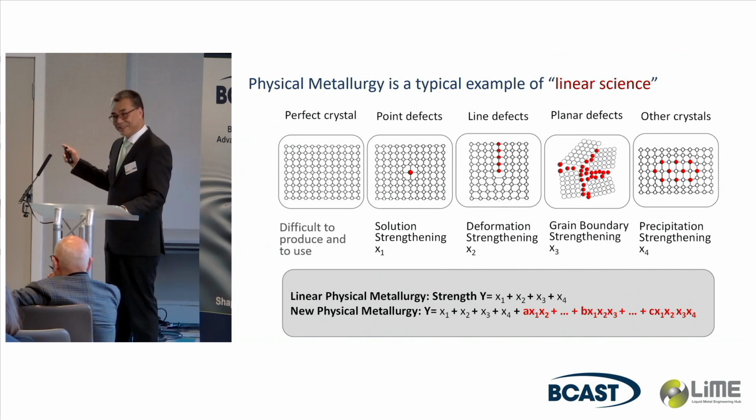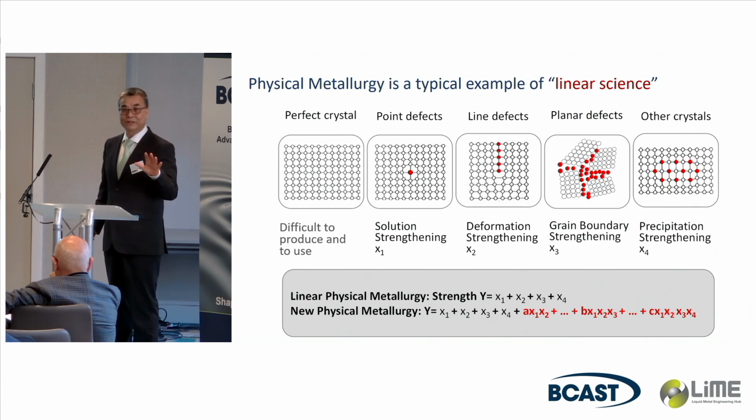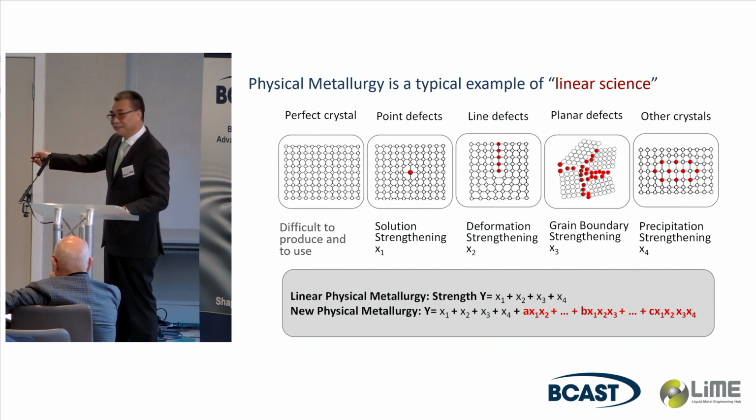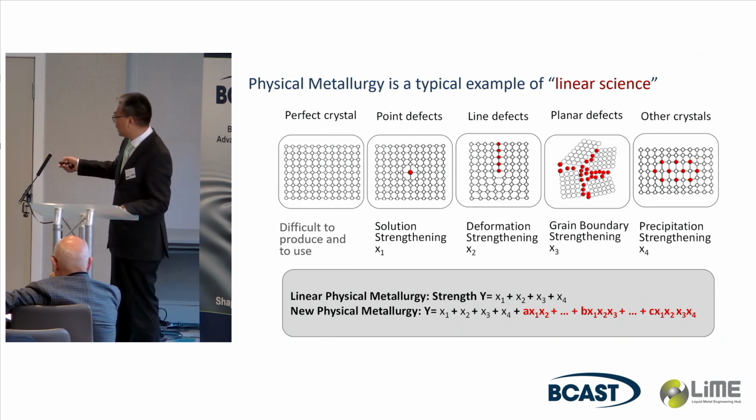But the interesting thing here is that in the undergraduate courses, what we learned is one by one, individually. And then to predict the strength of a metallic material, what you do is add them together. What I call X1, X2, X3, it's written this way. That's metallurgy 1.0, traditional physical metallurgy, the linear way.